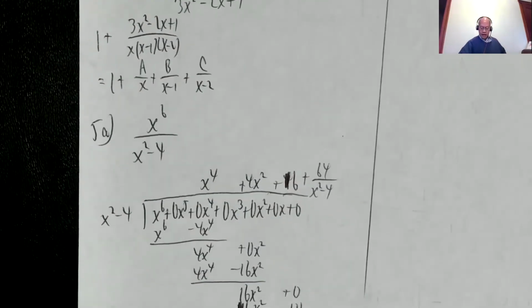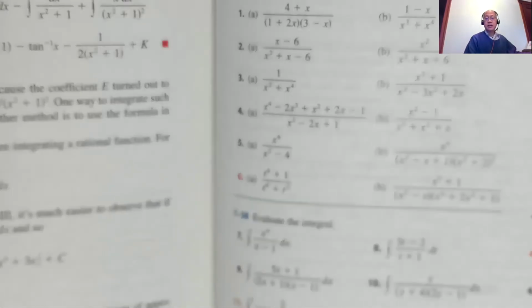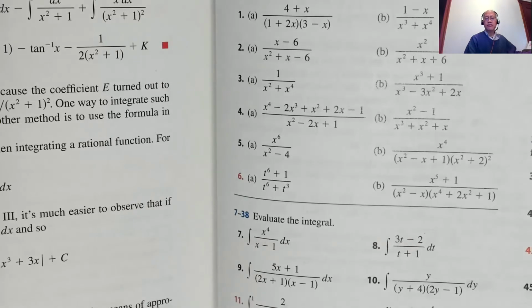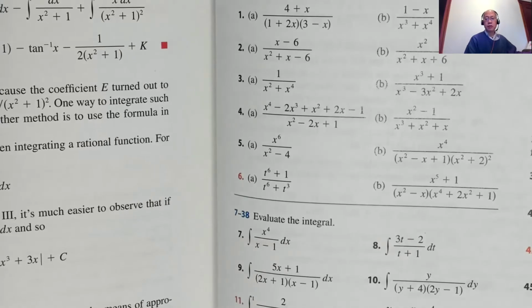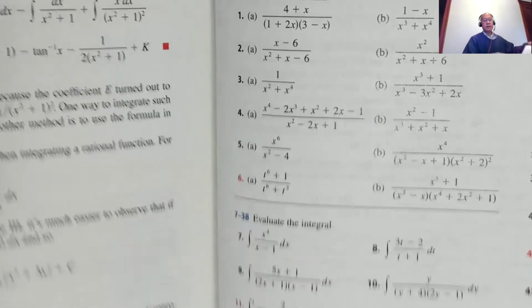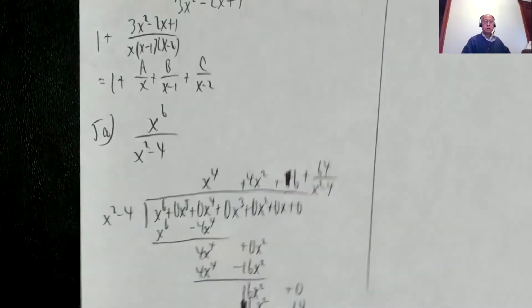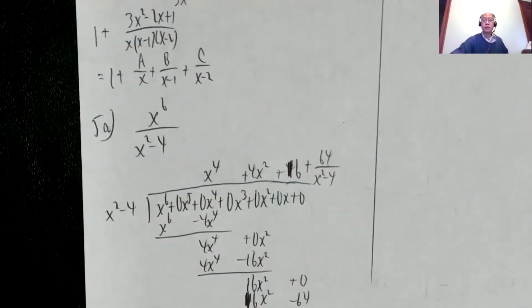Okay, then 5a. x to the 6 over x squared minus 4. You have to do the polynomial long division, right? That's probably the hardest part of it. So let me set up the polynomial long division for you.